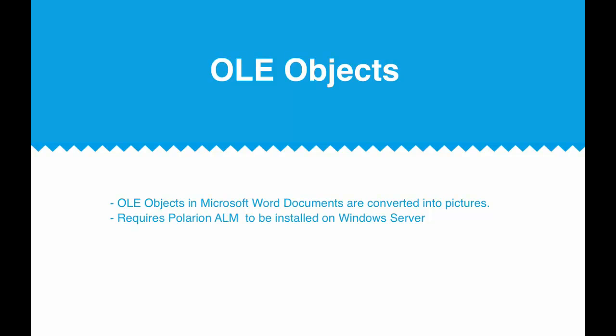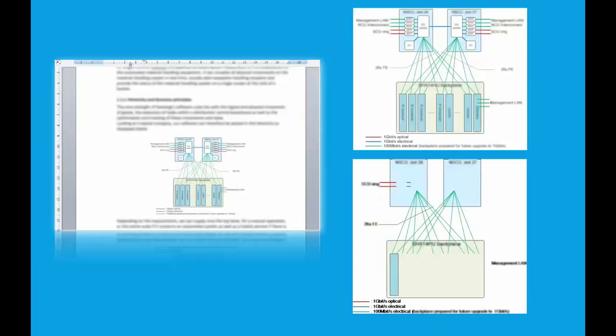And we decided that it's just fine to take all those objects and convert them into pictures. Unfortunately, this requires Polarion ALM to be installed on a Windows server. And I'll just show you why, because this is kind of important to understand our quality gateway. On the left side, you can see the initial document. It's blurred because this was tested on real-world customer data.